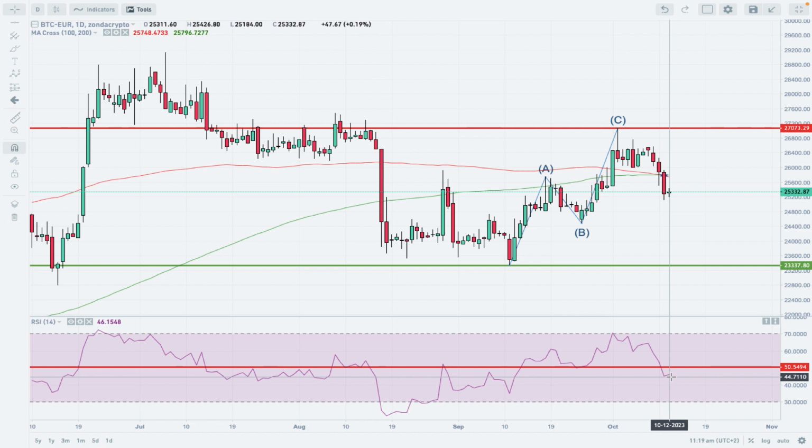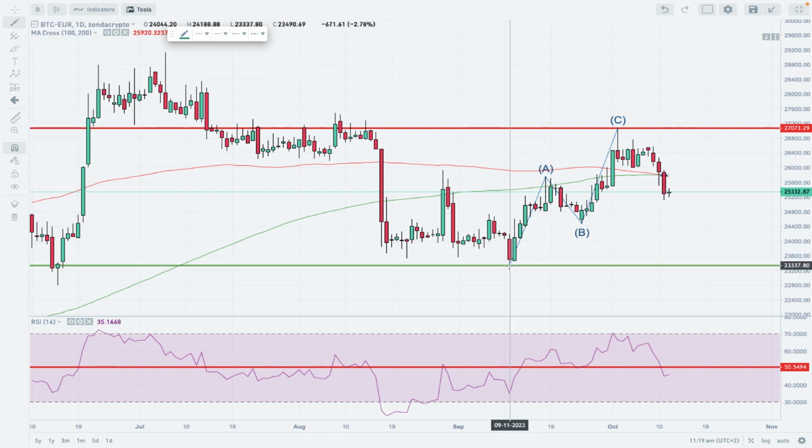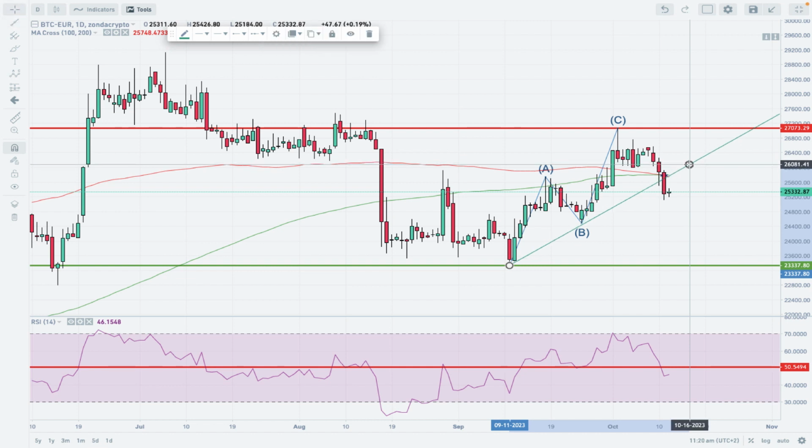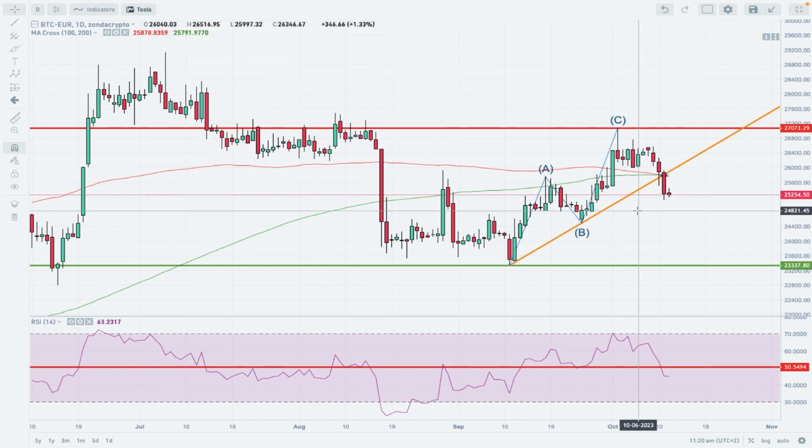So what is going to happen now? Well, according to our analysis and our plan, we will test this line here unless it's broken already. There you go, it's broken already. So we broke below this short-term trend line support, dynamic support, right? So we are below this trend line, which is another sign of the weakness of this market.